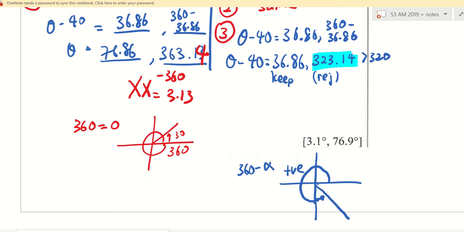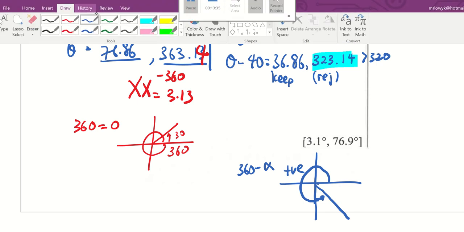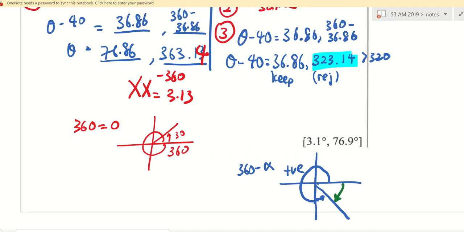If I go here is positive, I go here will be what? Negative. So this will be what? Negative 36.86. I know my reference angle is always 36.86. But if I choose to go down, it will be negative. Now check the range. Is this within the minus 40 range? Yes, right? This is within the minus 40 range. Therefore, your answer here should be comma minus 36.86.